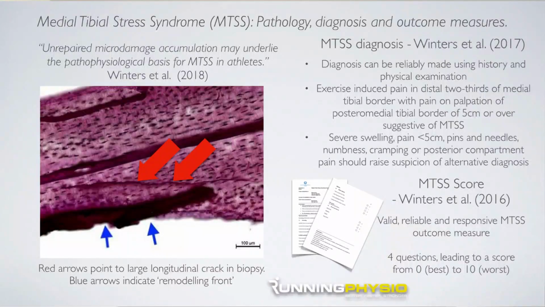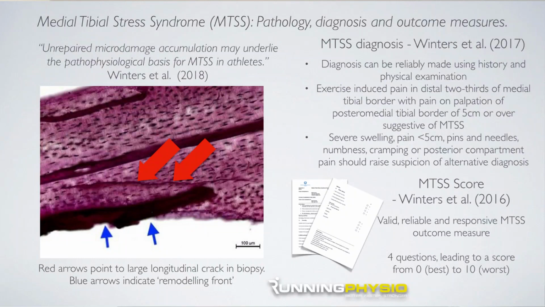So let's talk about medial tibial stress syndrome, or shin splints as athletes often call it. We do think it's a bone stress reaction. So the bone is being irritated, often because of overloading, possibly because we've increased our training volume or intensity, and we start to get pain. Now, there's been some nice research which confirms this. So Winters et al. had a look at bone biopsies in athletes with medial tibial stress syndrome. And they found unrepaired microdamage accumulation, which would fit with this sort of bone stress injury presentation.